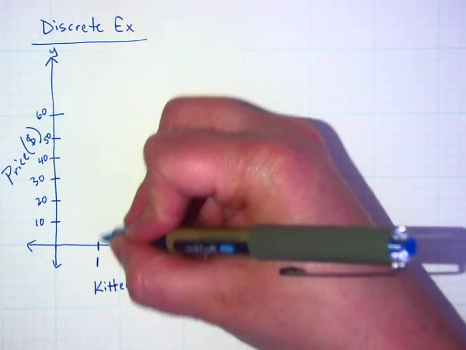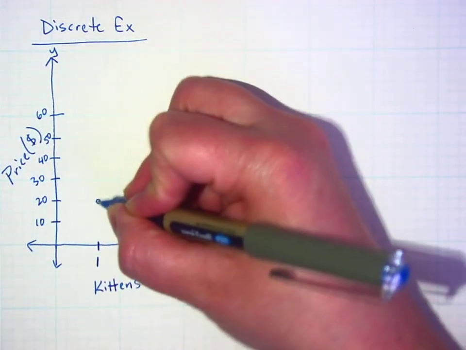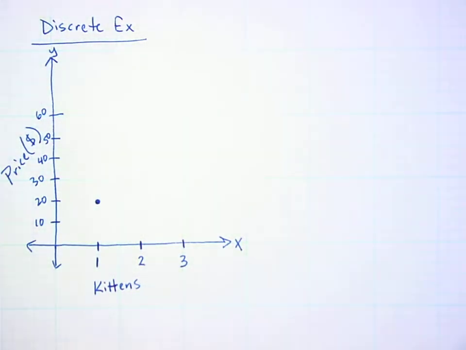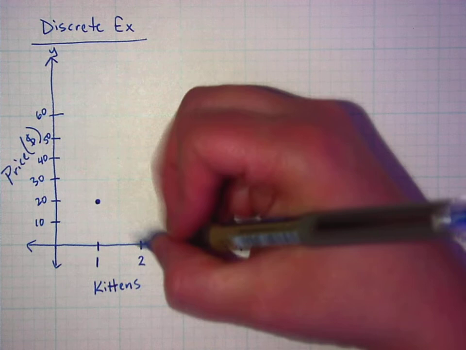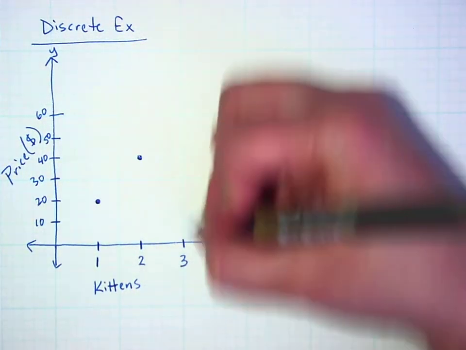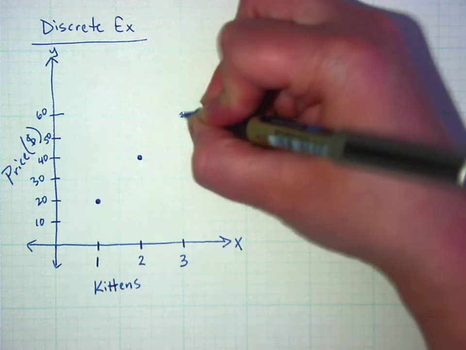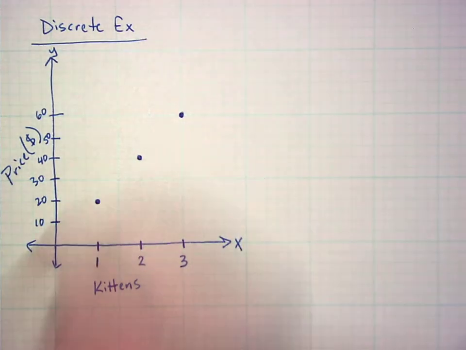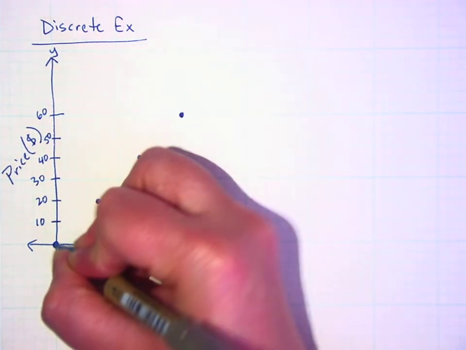So, if I buy 1 kitten, it'll cost me 20 bucks. But if I buy 2 kittens, it'll cost 40, and 3 kittens is 60. How much does 0 kittens cost? $0.